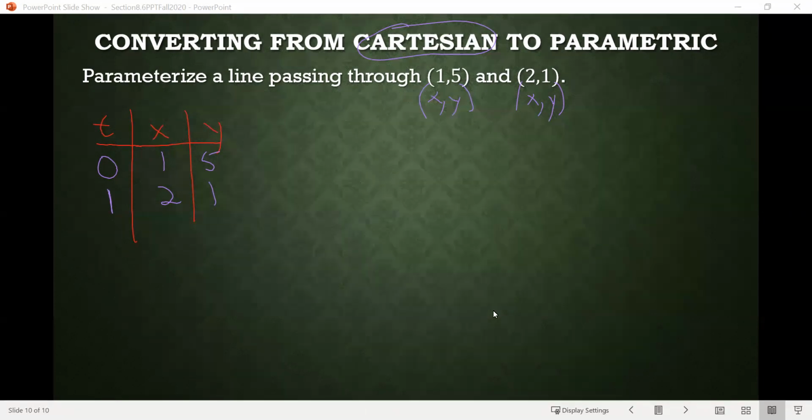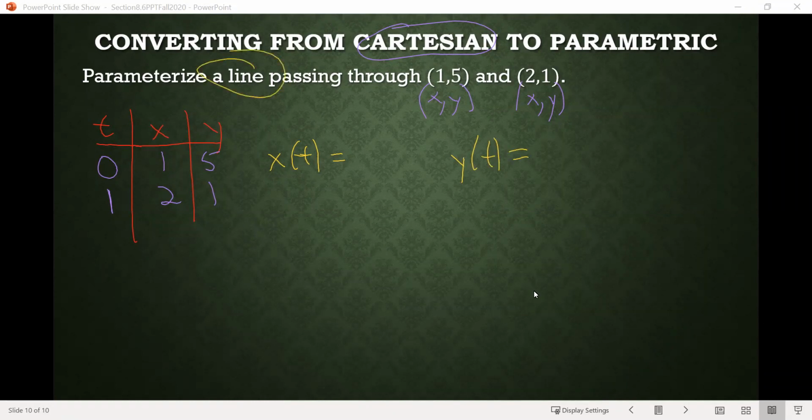And again, if you think about this way of thinking of parametric equations as an object moving across a map, we could say that at time 0, it was at the point 1, 5, and at time 1, it was at the point 2, 1. Okay. And so then what we need to do is find our 2 sets of equations, right? We need to find what x of t would be, or what x would be as a function of t, and what y would be as a function of t.